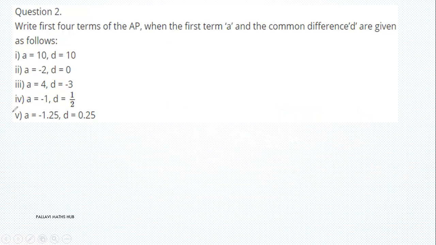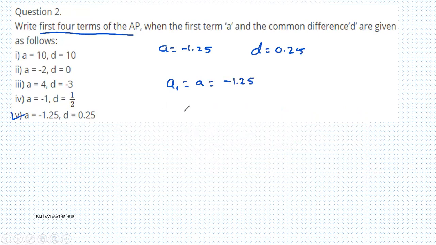Next, find out the fifth question. Here a is equal to minus 1.25, d is equal to 0.25. You need to find out the first four terms of the AP. a1 is equal to a, which is equal to minus 1.25. Find out a2. a2 is equal to a plus d. The a value is minus 1.25 plus 0.25, which is equal to minus 1.